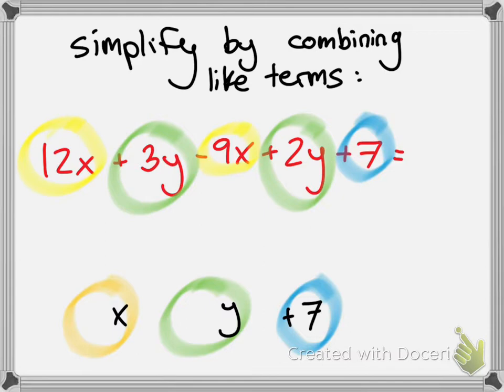Let's do our combinations. So I have 12x minus 9x. That's just the same as 12 minus 9, keeping the x. On your fingers, what's 12 minus 9? Yes, we get 3. Then on your fingers, what is 3 plus 2? Perfect, 5. It's a positive, and then plus 7. That's my answer: 3x plus 5y plus 7.